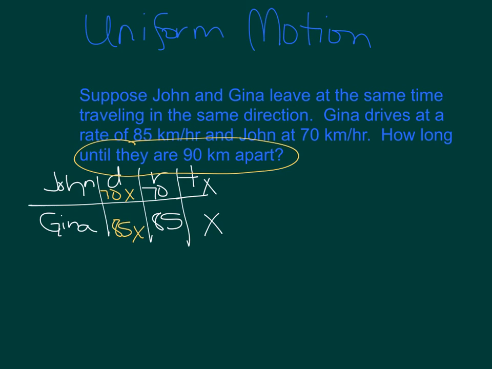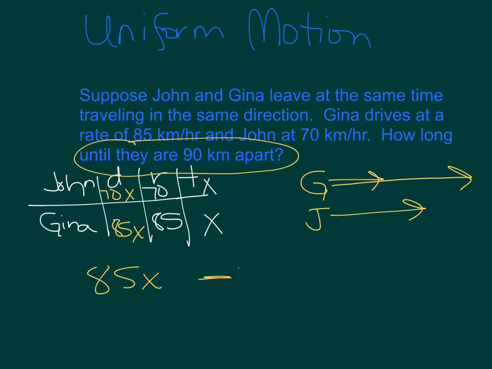So they're going in the same direction. So we've got Gina going this way, and we've got John going this way. John is going slower than Gina, so actually the arrow would go this way, sorry. So we want to know, when are they 90 kilometers apart? So this is one that we actually subtract. We're going to subtract John's distance from Gina's distance because he's going slower. So we would have Gina 85x and John is 70x. And what's this equal? We want to know when they are 90 miles apart.